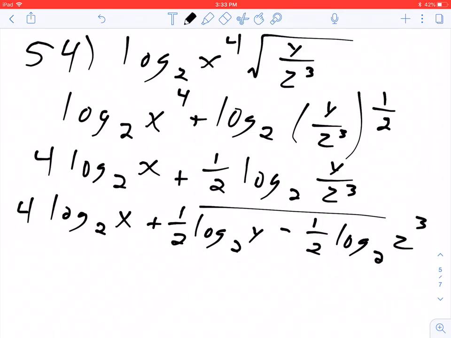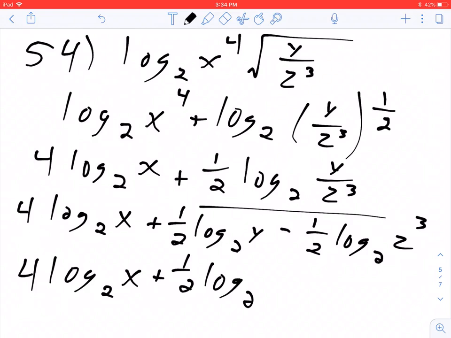And the last thing to do is to get rid of that z to the 3rd. That 3rd power needs to come down and go in front of the log, multiply the 1/2 that's already there. So our final answer is going to be 4 log base 2 of x plus 1/2 log base 2 of y minus 3 over 2 log base 2 of z. That's a long one. All right, 2 more to go, guys.